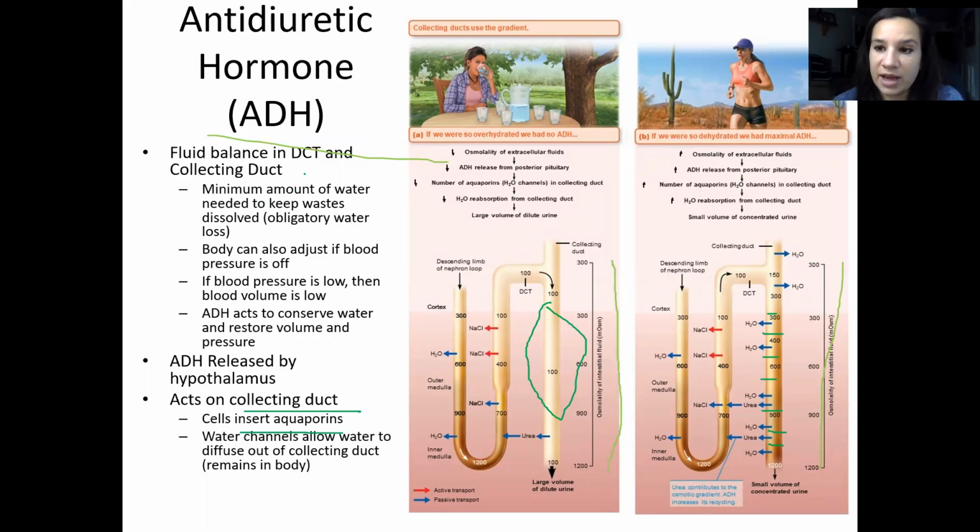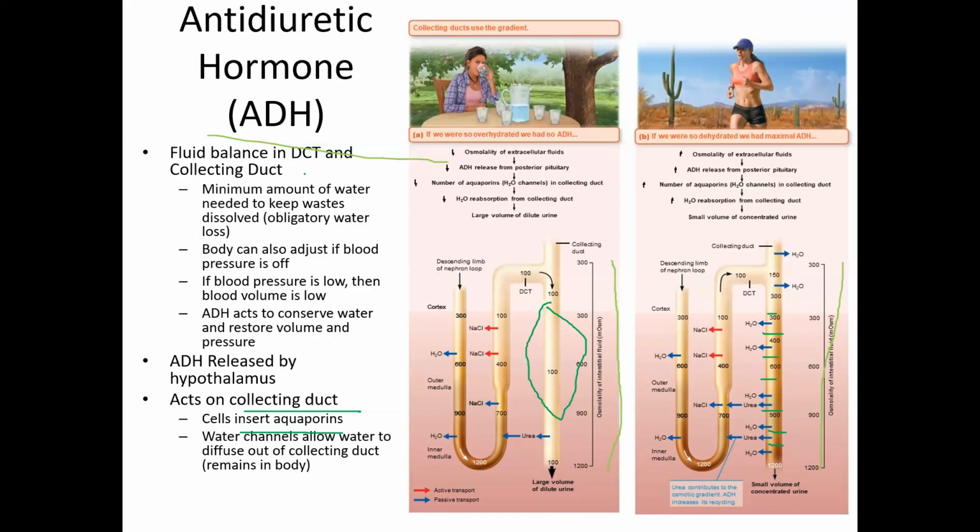So again, we have some level of obligatory water loss. We have to dilute those nitrogen wastes in some quantity of water, so you have to pee every day. Okay, but depending on what you drank that day and your hydration status, that will dictate how much you pee. So if you are hydrated, you will pee more. If you're dehydrated, your antidiuretic hormone is going to be at work and trying to pull that water in.